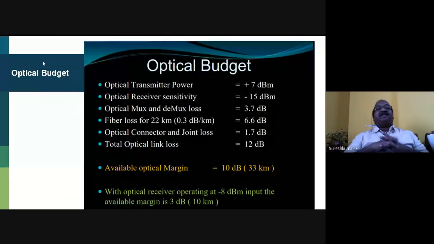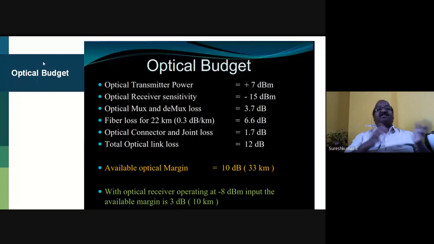The other point is the optical budget, as I told you: the optical transmitter power, the receiver sensitivity or your operating point, and the components in between them, like a MUX, DMUX, field joints or fiber joints, fiber connectors, all those add to the optical loss and your margin gets reduced. Why margin? In case there is a sudden increase in loss, your margin will support it so that you can establish your link without any problem. So in a radio telescope, this brings the reliability of the link.